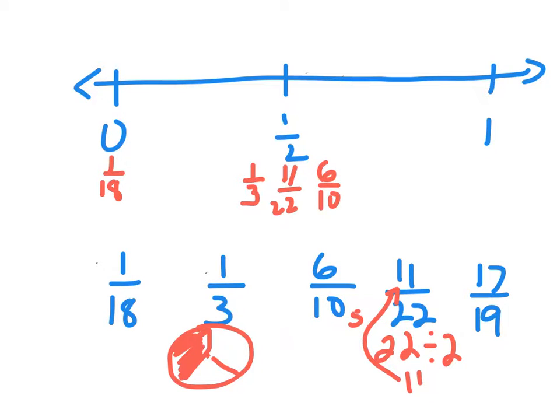And now when I look at 17/19, I'm missing 2 pieces, but 17 is still closer to 19 than it's going to be to any of the other numbers. So now I'm going to put 17/19 over here.